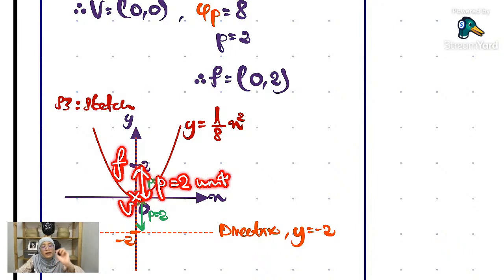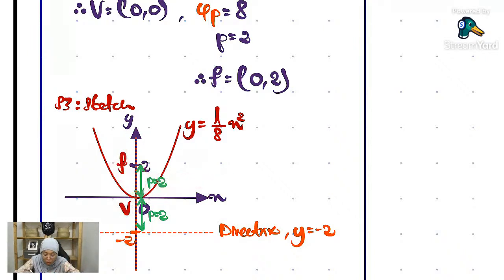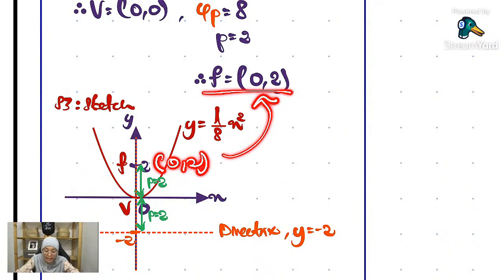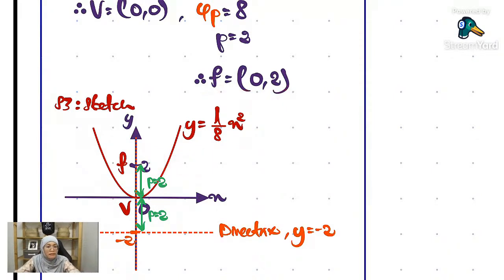Jadi, kita tahu daripada kosong koordinat, dia naik sebanyak 2 unit koordinat. Jadi, kosong tambah 2 adalah 2. So, our focus is actually 0,2. Barulah you tulis F bersamaan dengan 0,2. Jelas ke maksud saya? My point is to let you sketch first.